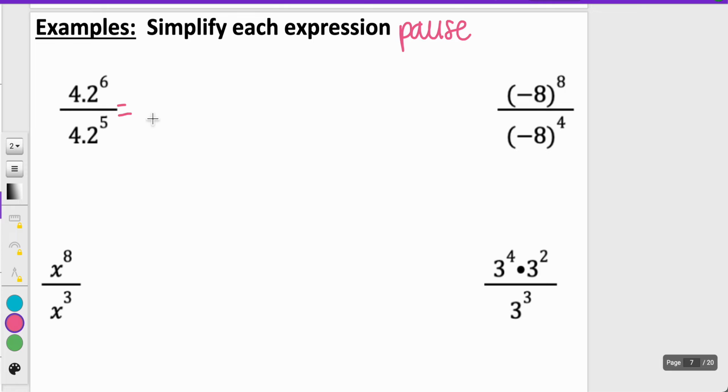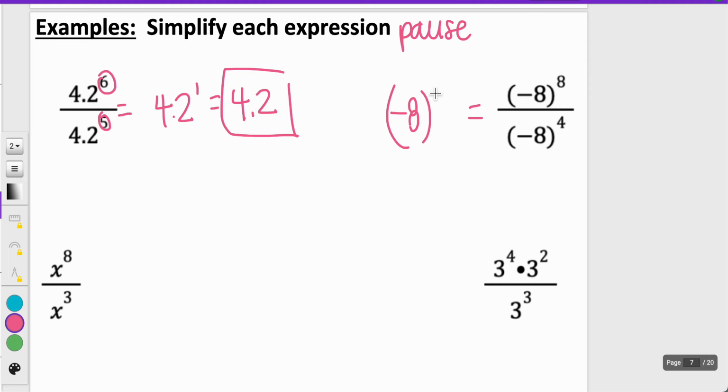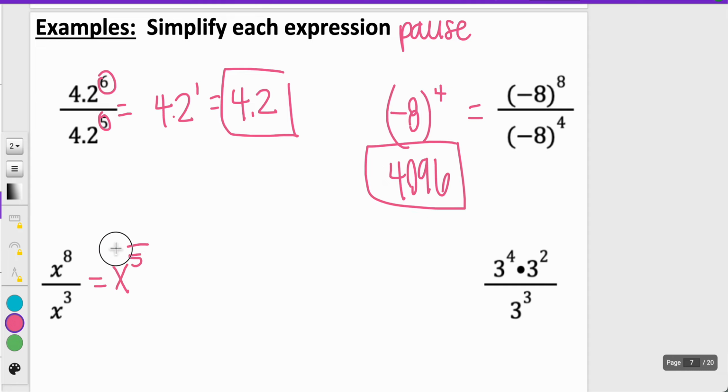All right, same base, 4.2 to the 6th over 4.2 to the 5th. I'm just going to subtract. 6 minus 5 gives me 1. So 4.2 to the first power is just 4.2. Negative 8 to the 8th over negative 8 to the 4th. Subtracting gives me negative 8 to the 4th power. I could go ahead and simplify that. Negative 8 times negative 8 times negative 8 times negative 8 is 4,096. X to the 8th over x to the 3rd will give me x to the 5th.